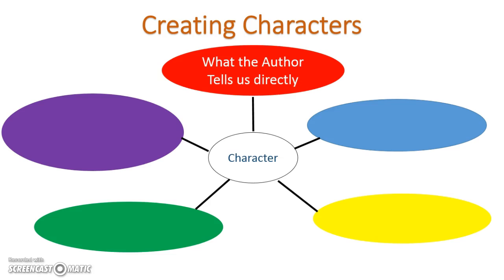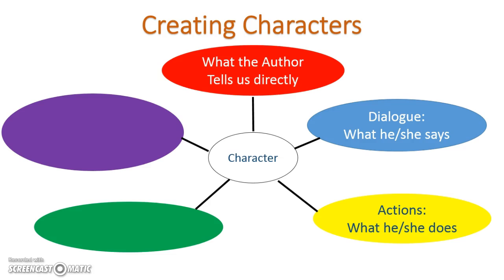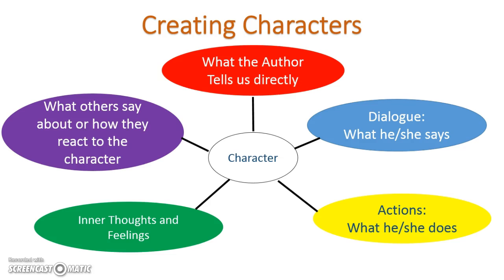There are 4 indirect characterization techniques, and they are as follows. The first one is dialogue, and dialogue refers to what characters say. You can usually recognize dialogue because it's in quotation marks. The second is actions, what the character does in a story. The third type of indirect characterization would be the inner thoughts and feelings of a character. And finally, the last piece of indirect characterization is what others may say about the character or how they react to the character within the story.